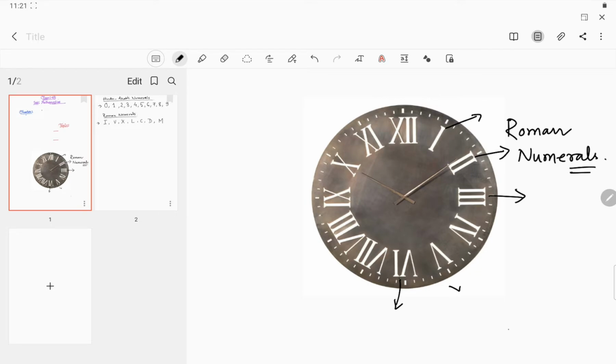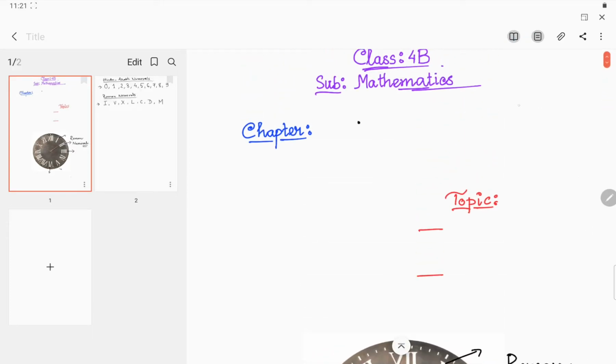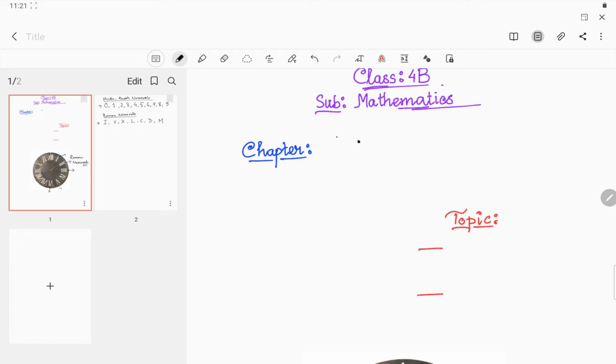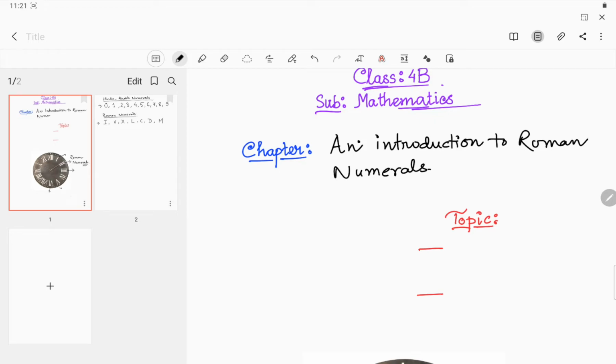So can you guess what our new chapter is? Yes, an introduction to Roman numerals. That is your second chapter. And today's topic is Roman numerals and some basic rules to write Roman numerals, right? So let's start.